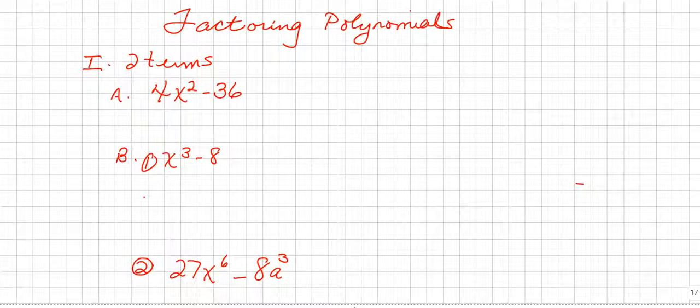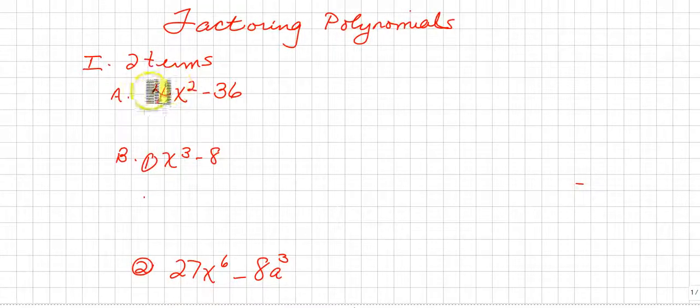This video will review factoring polynomials. Now we're assuming that you've had some practice with this and some work with factoring different types of polynomials. So this is just going to be kind of an overview of different examples. Let's start with two terms.